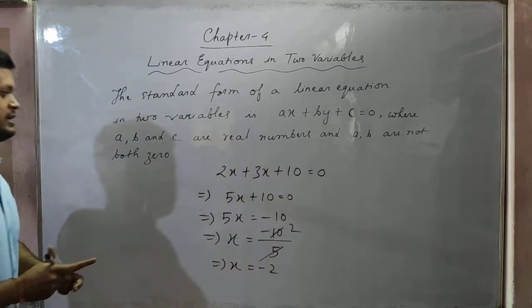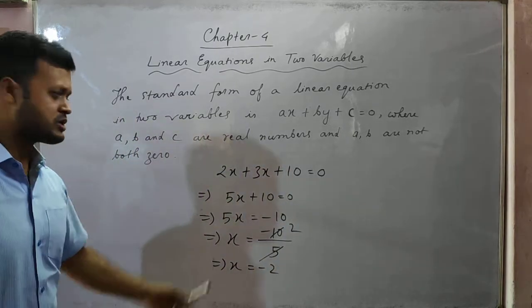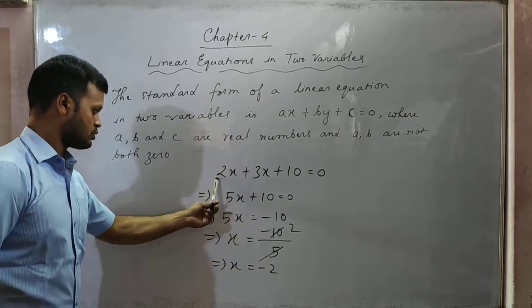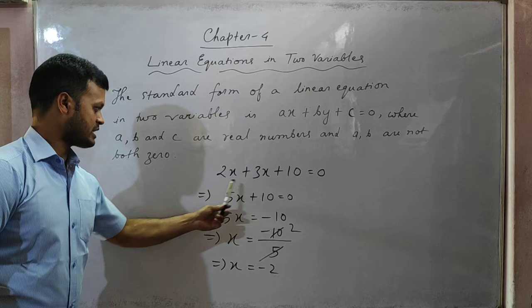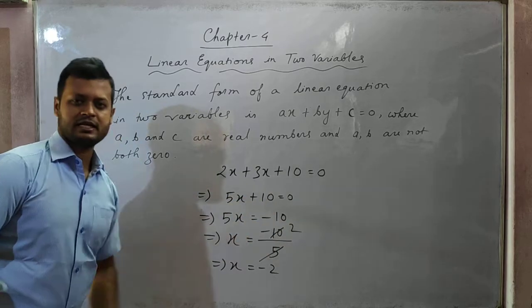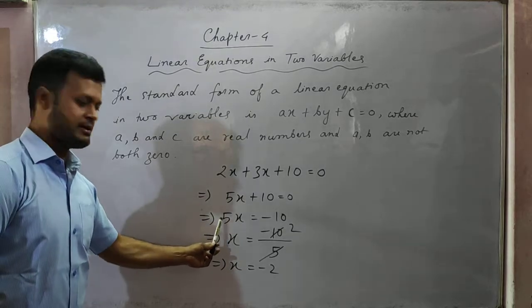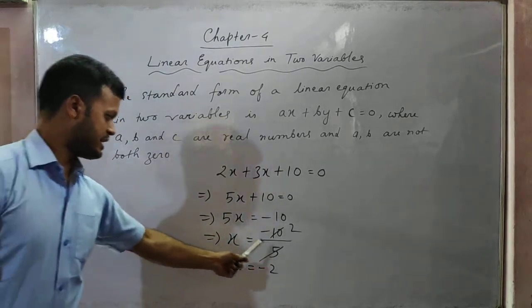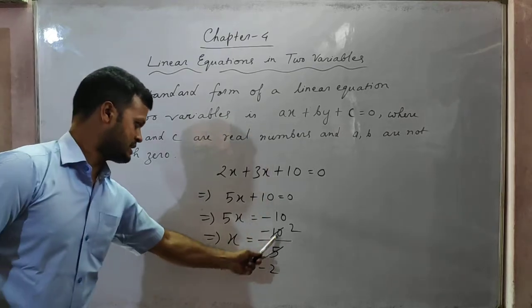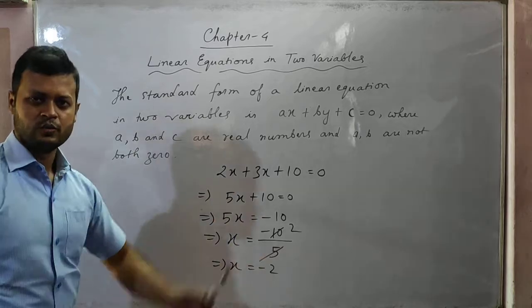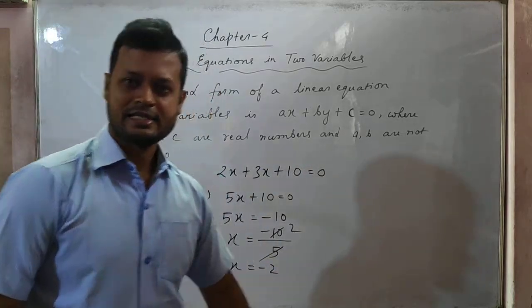So this is how we usually solve the linear equations in one variable. See, 2x plus 3x plus 10 is equal to 0. So 2x plus 3x will become 5x plus 10 is equal to 0. Plus 10 you take to the other side, it will become minus 10. This 5 is multiplied here; if you take it to the other side, it will get divided. With 5 you cancel 10, how many times? 2 times. So x is equal to minus 2. We solve such equations in class 8 itself, isn't it?